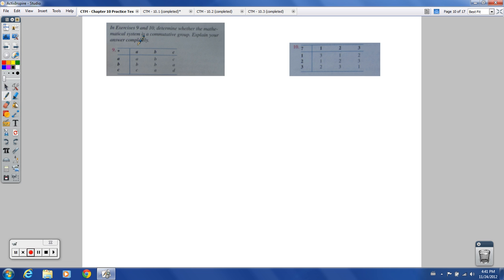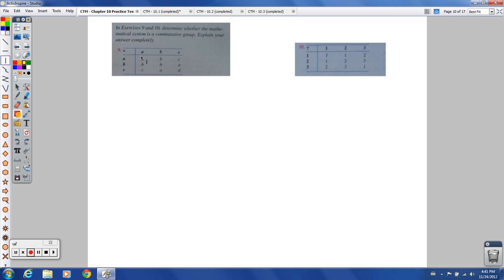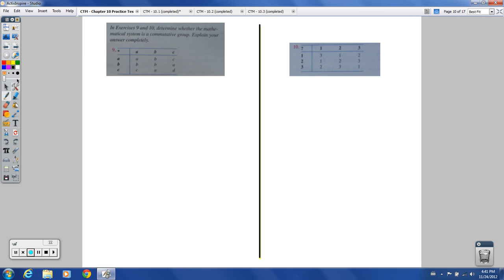Now we're determining whether the mathematical system is a commutative group, and we're going to try to explain our answer completely. So same thing as before, we need to check those 5 things and see if all 5 things hold. I will split this up. Okay, but let's work through number 9 here. We're determining if it is a commutative group here. We need to explain our answer completely.